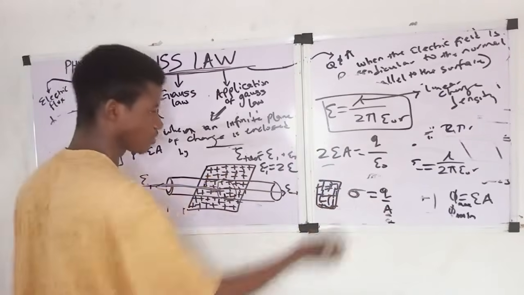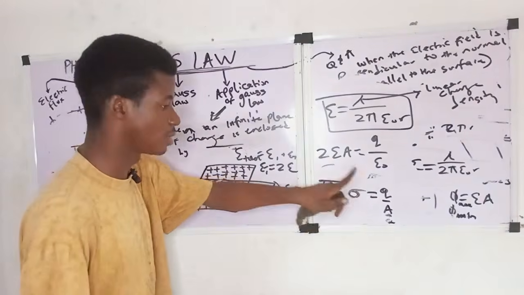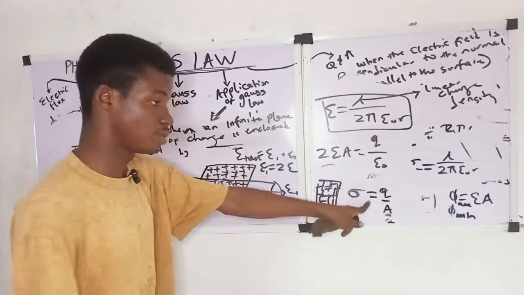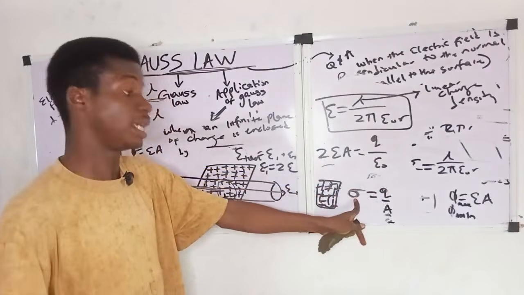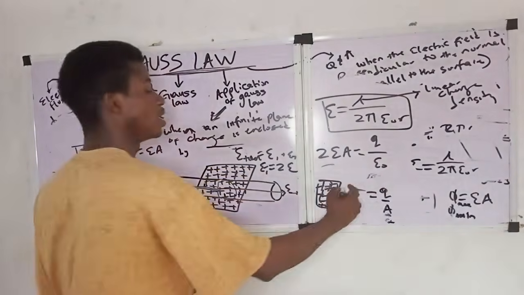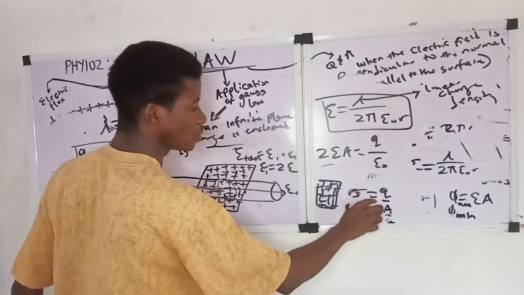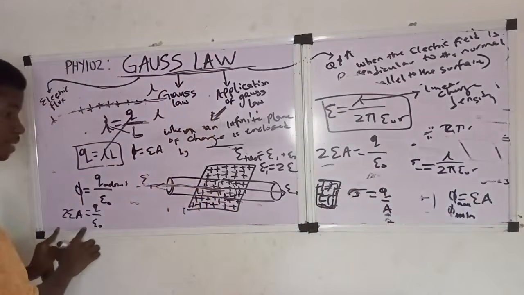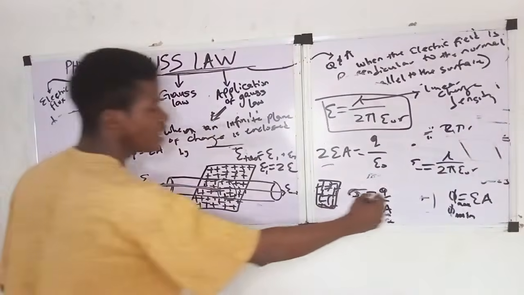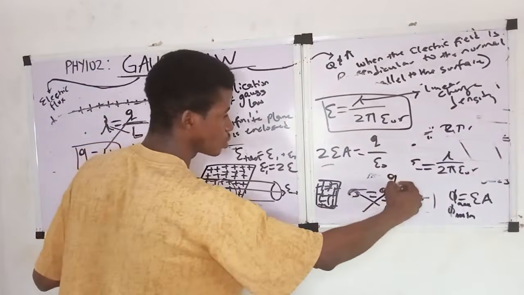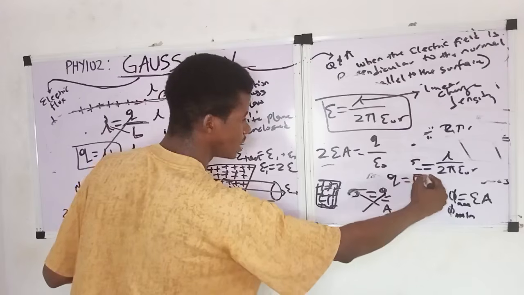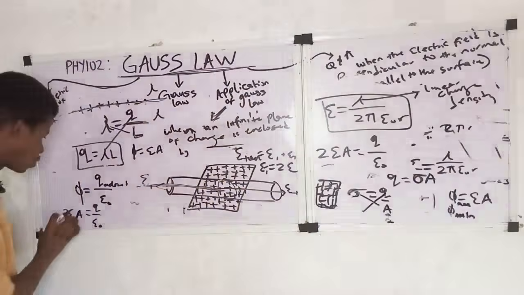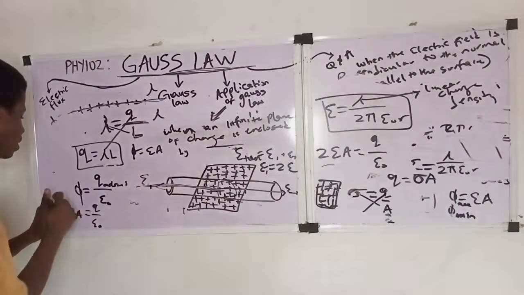So surface charge density, sigma (this symbol is sigma), is equal to charge over area. Let's not forget about this part; we are not done yet. If we make charge stand alone, charge will be equal to surface charge density times area. So let's go back to this formula now.